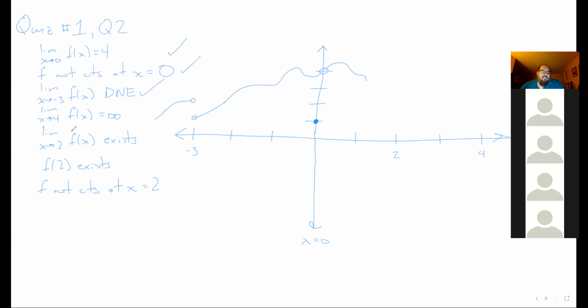So these last 3 bullets here: the limit as x approaches 2 of f of x exists, f of 2 exists, but f is not continuous at x equals 2. So then you'd have an open circle on the line and then a closed circle somewhere else on 2, correct? Yeah, so could I have this? No. No. So that limit doesn't exist. I need them to agree. So I have to have, that was a little too wild.